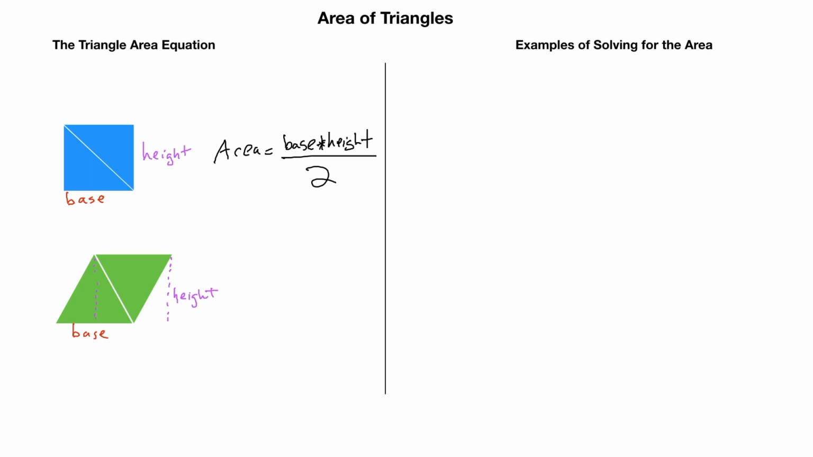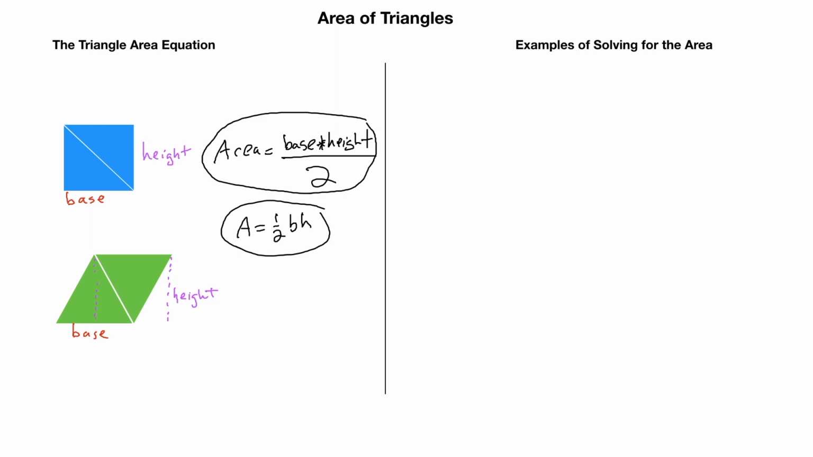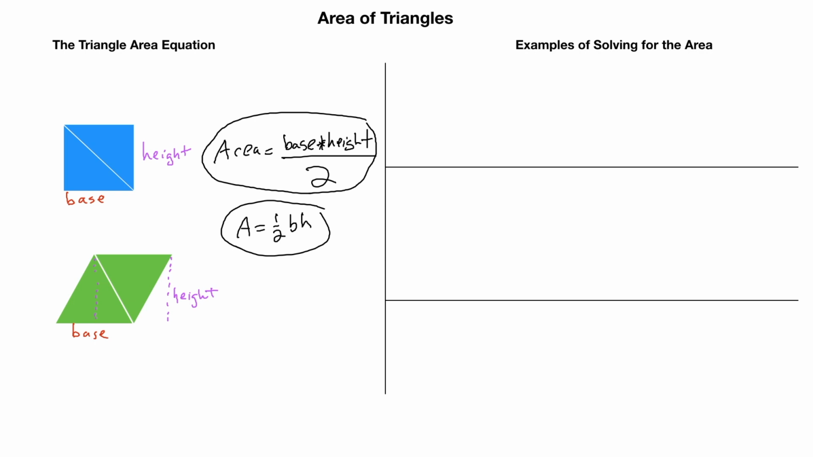Sometimes you'll also see area equals 1/2 BH, or base times height. So you could either multiply them and then divide by 2, or you can multiply them by 1/2. It equals the same thing at the end. But that's really the equation that you need. So we'll get a couple quick examples of actually using it.